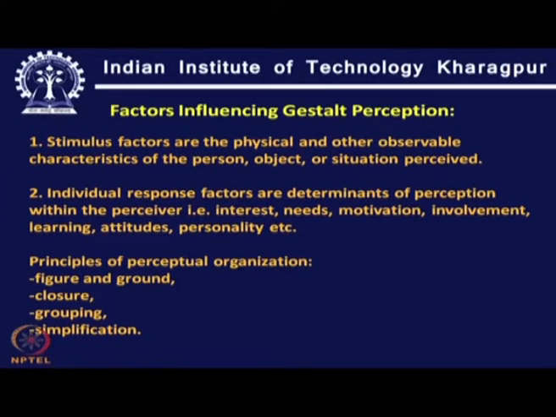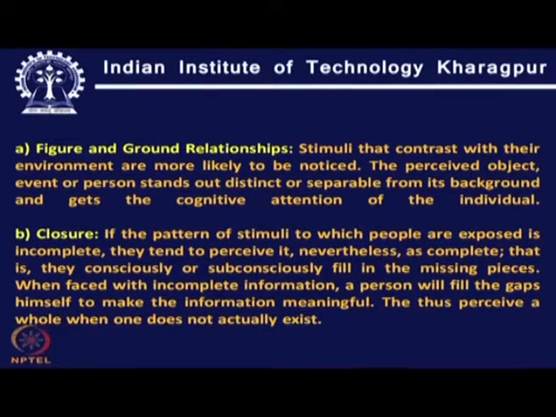So, the factors which influence it are the stimulus factors, which are the physical or other observable characteristics of the person, object or situation perceived, same as what we discussed earlier. Individual response factors are again interest, needs, motivation, involvement, learning, attitudes, personality, and certain principles of perceptual organization, which are figure and ground, closure, grouping and simplification. Figure and ground means stimuli that contrast with their environment are more likely to be noticed. The perceived object, event or person stands out, distinct or separable from its background, and gets cognitive attention.